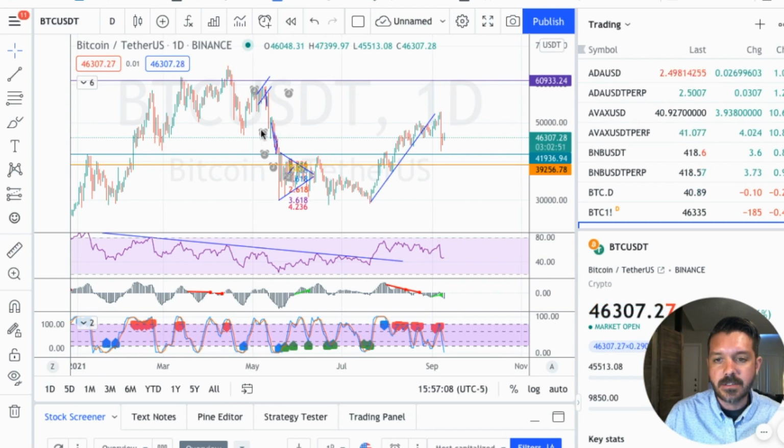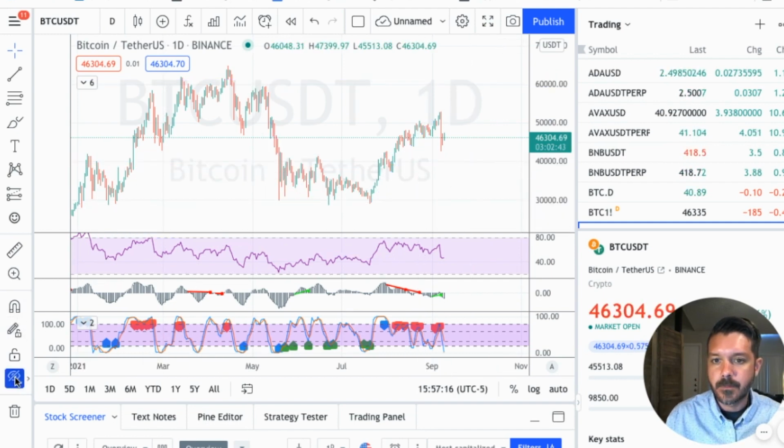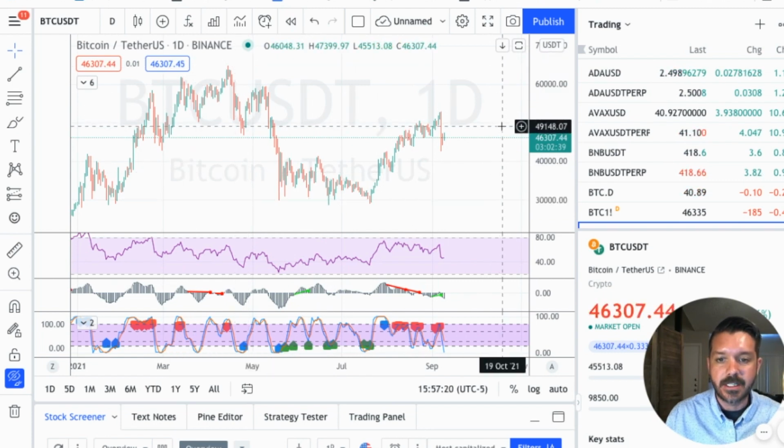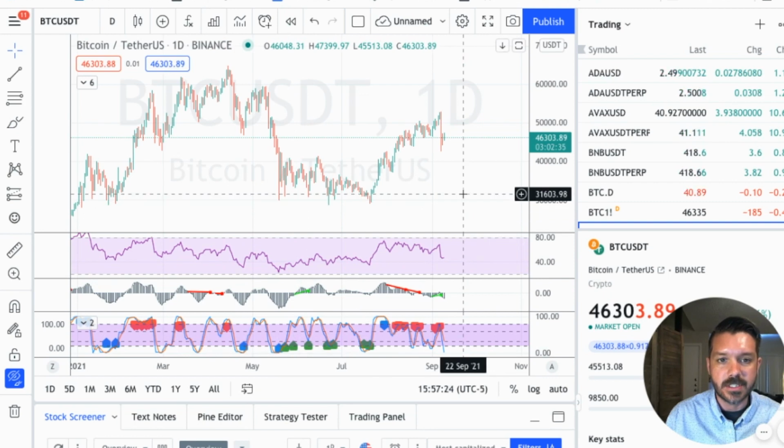So what I'm going to do is kind of walk through. Let me just remove any of the drawings I have here. So this is basically a blank TradingView screen. These down here wouldn't even be here if it was just coming right out of the package on TradingView.